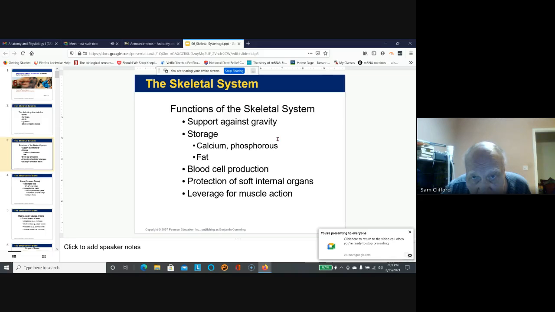Okay, so what does the skeletal system do? Support, storage of calcium, phosphorus, and fat, blood cell production, protection of soft internal organs, and leverage for muscle action.